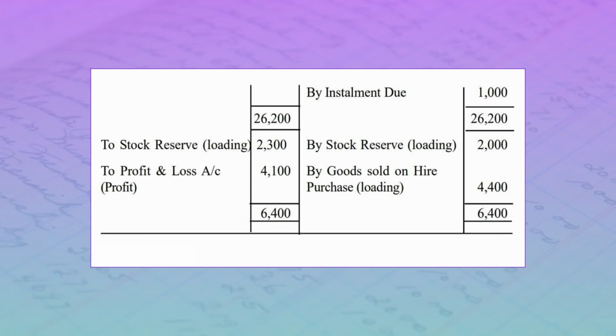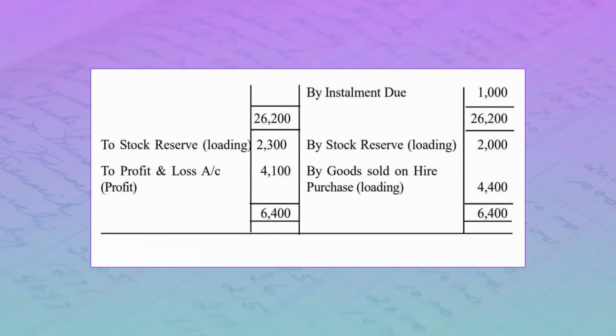Now you see the amount of closing stock which was included in the credit side, that will now be transferred to the debit side of profit and loss. So it is 2,300. So out of 9,200, 2,300 was the amount of loading. Similarly, here out of 8,000, 2,000 is the amount which is included in this figure as loading. So this amount of rupees 2,000 will be transferred here on the right side, 2,000 by stock reserve.